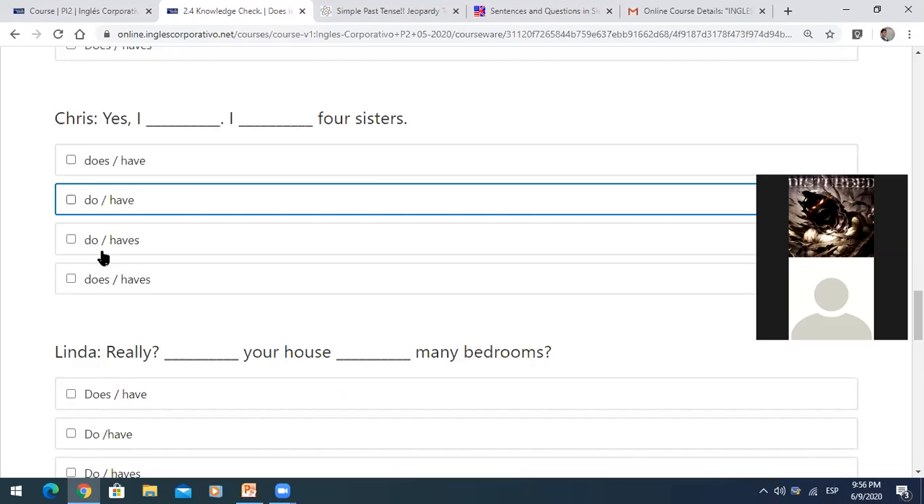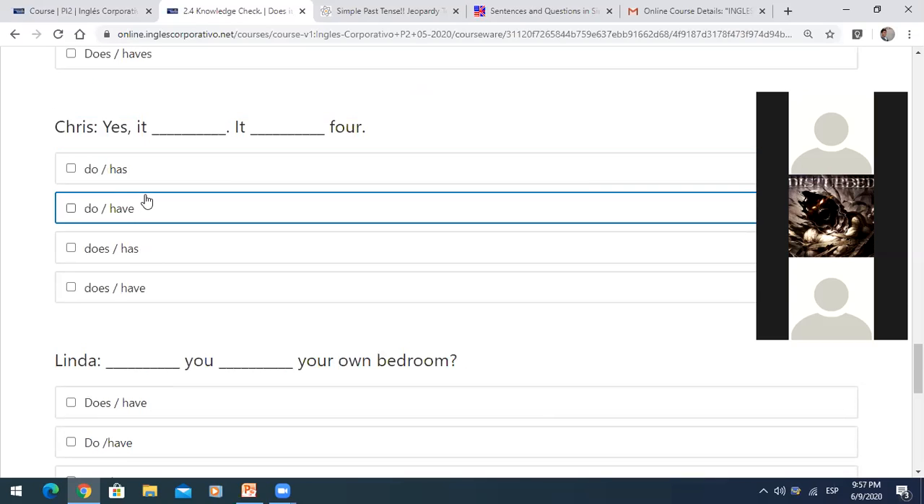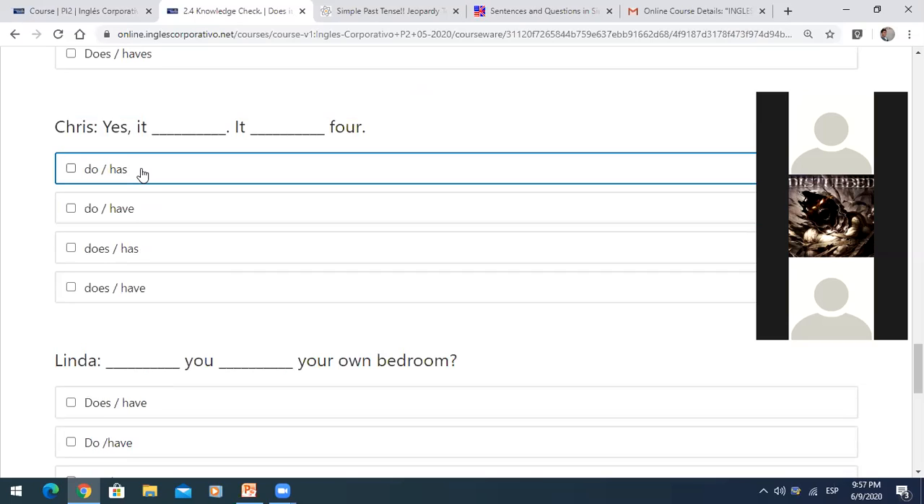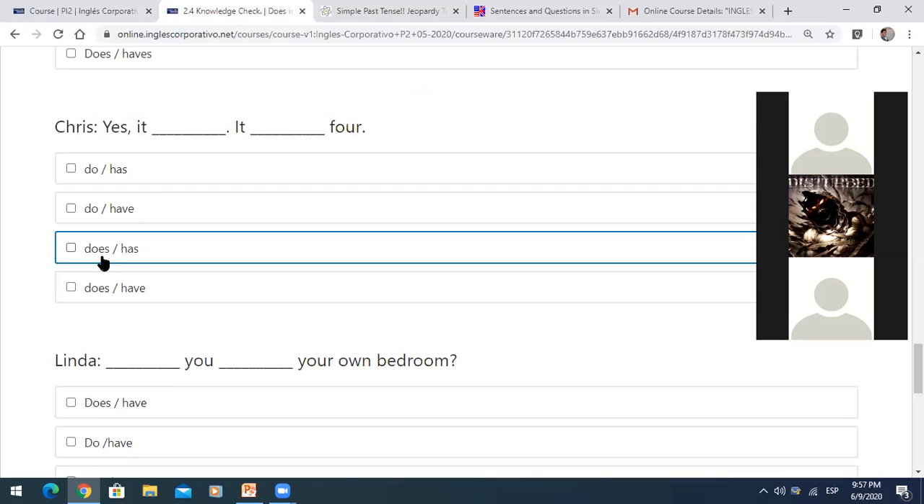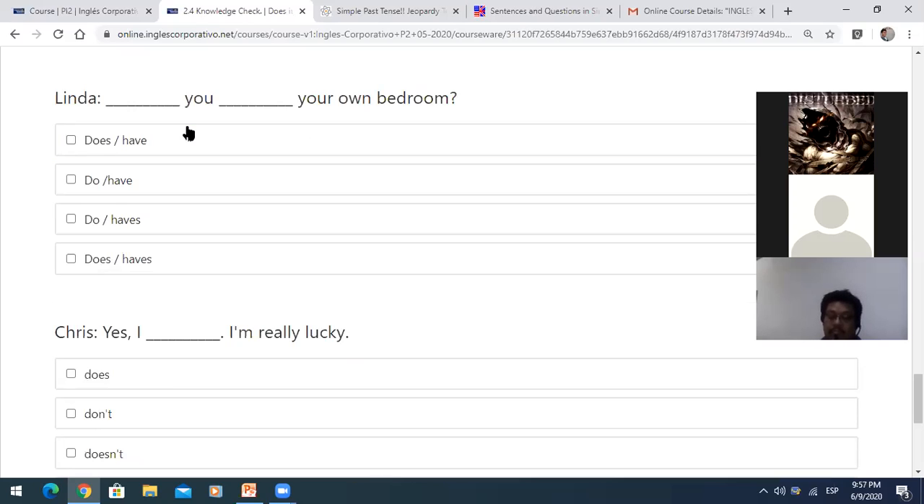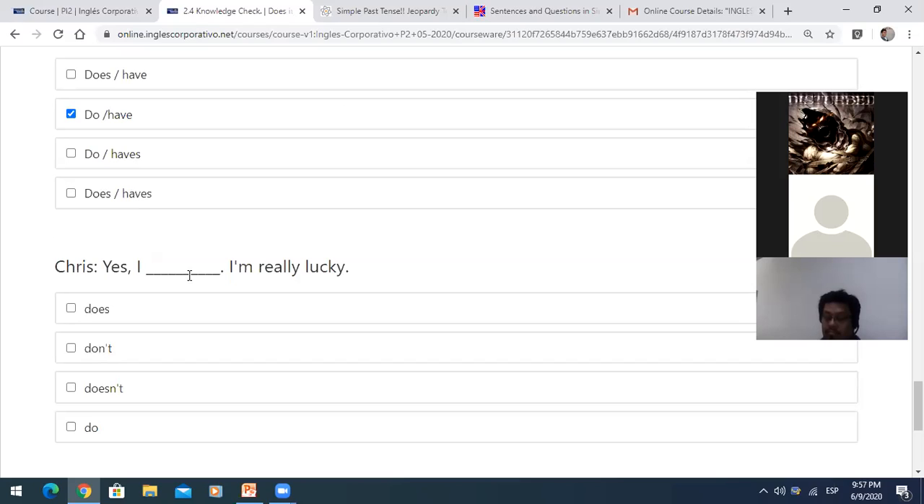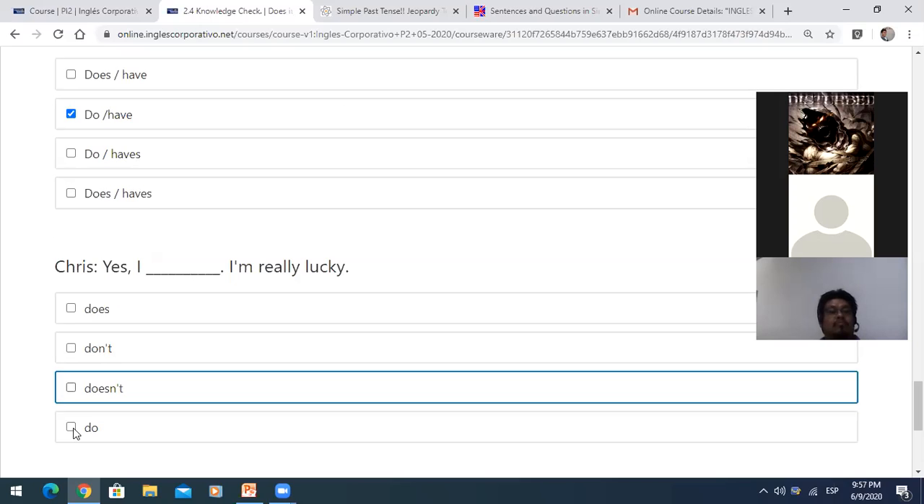"Yes, I do. I have four sisters." How about here? Anybody with this one? "Does your house have many bedrooms?" Very good. We just have two more left. "Yes, it does. It has four." Very good. And the last two, please. "Do you have your own bedroom?" Great. And how about here? "Yes, I do." Yeah, it's a little tricky, huh?